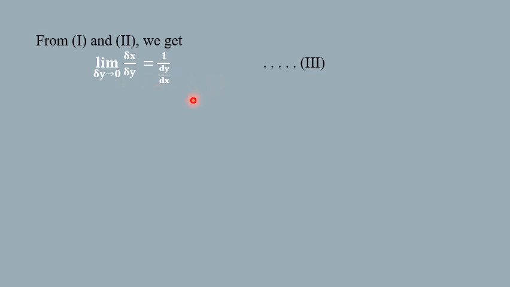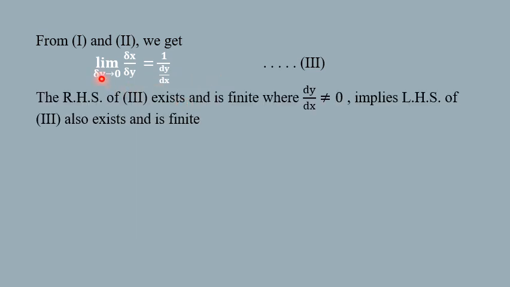In equation 3, the RHS of equation 3 exists and is finite, but dy by dx should be not equal to 0, because if its value becomes 0, then 1 upon 0, the answer will be infinite. So the RHS of this equation 3 exists and is finite provided dy by dx not equal to 0, and since RHS exists, this implies the LHS of equation 3 also exists and is finite. But the LHS of this equation 3 is limit delta y tends to 0 delta x upon delta y, that means this limit exists and is finite.